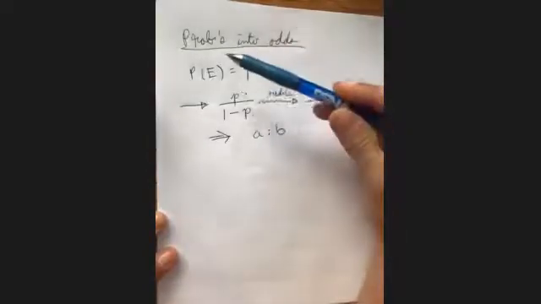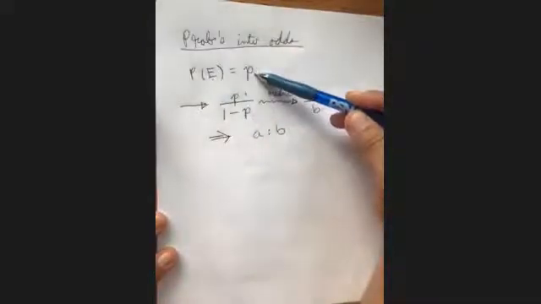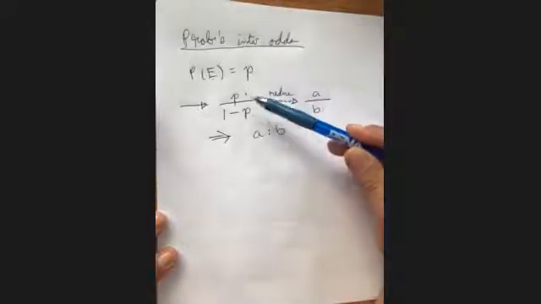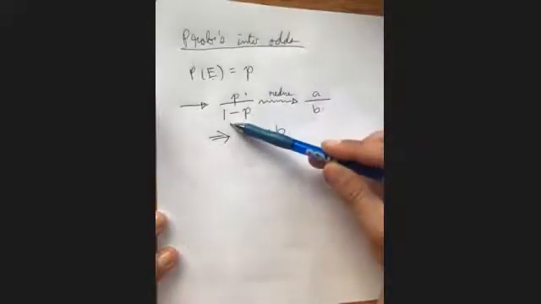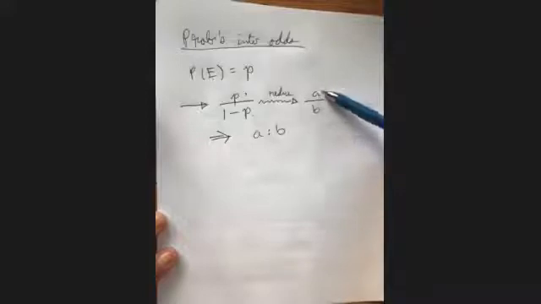So to recap, if we know the probability of E is P, and we want to figure out what the odds are, then we take the probability of E over the probability of E not occurring, which is 1 minus P. We reduce, and we get a new fraction, A over B, the reduced fraction. The numerator is the number of ways of E occurring. The denominator is the number of ways of E not occurring. And this tells you what the odds are, A to B.